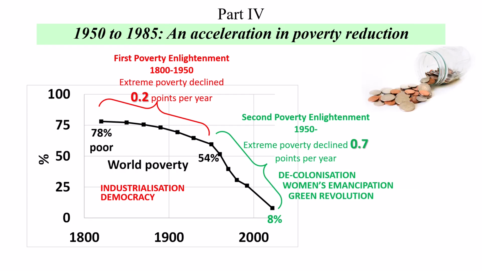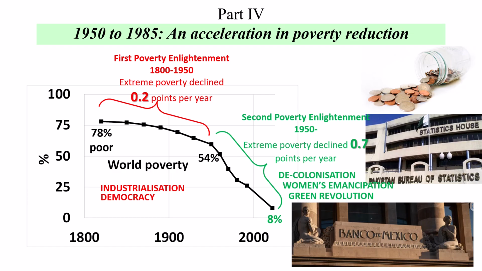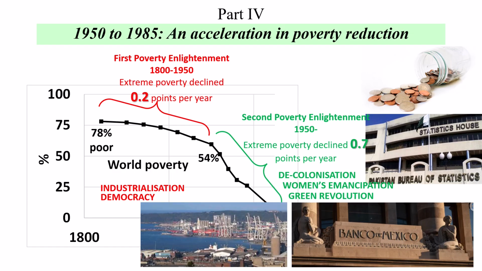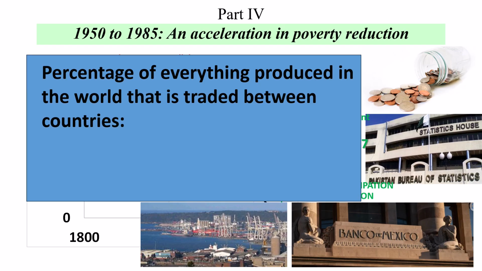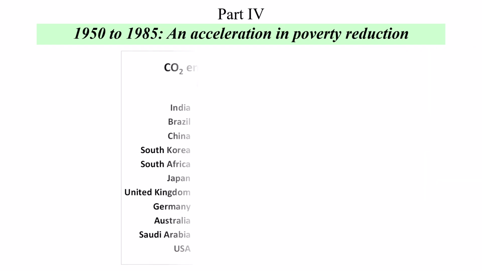During this period, economic data improved even further. More and more places in the world had national statistical offices and central banks compiling data on what was happening in the economy and on international trade. We'll see why data on international trade is so important for understanding emissions. International trade was increasing rapidly in this period. In 1950, 8% of everything being produced in the world was traded between countries. By 1985, this had increased to 14%, and by 2020, this figure would reach around 25%.